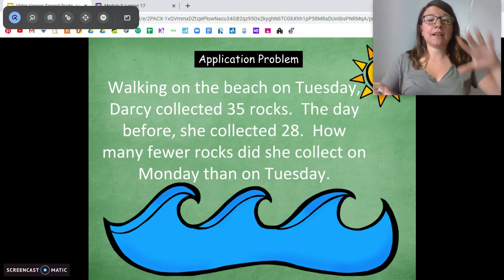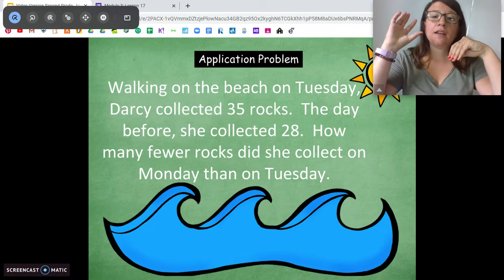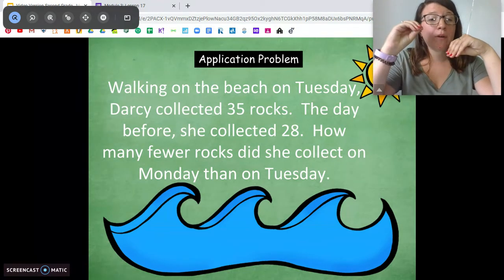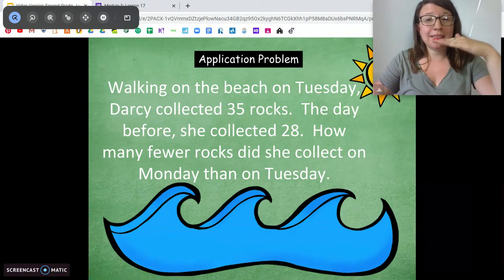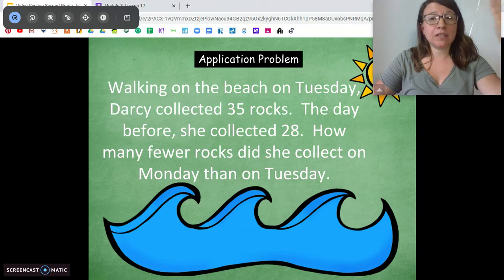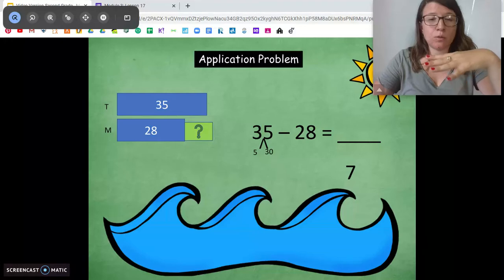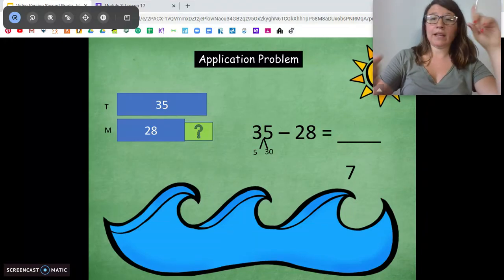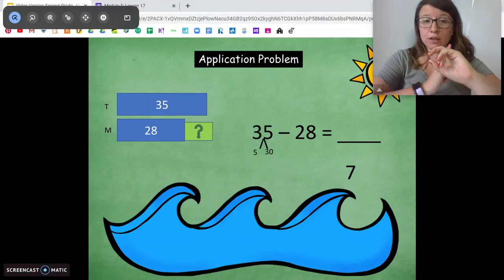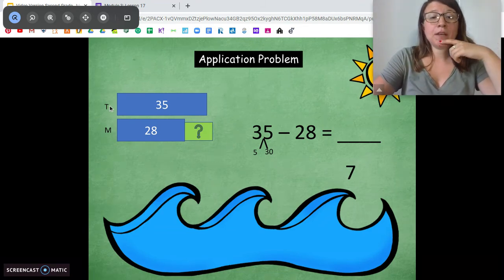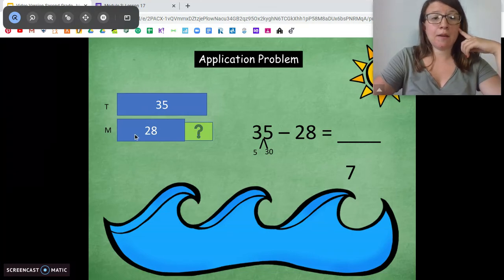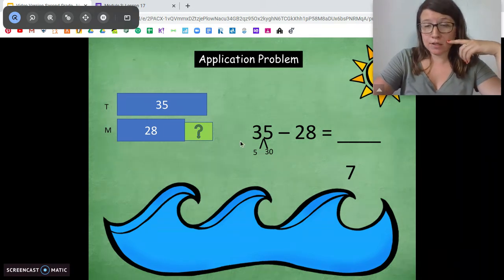Ready? So she collected 35 rocks on Tuesday and 28 on Monday. We want to know how many less, how many fewer she collected on Monday. So we're comparing, and we need to find the difference between the numbers. When I hear difference and when I hear comparing, I know we're going to subtract. So I'm going to take the 35 minus the 28. Now you could solve this a couple different ways. You could solve it using a number line. You could solve it using a picture. I like tape diagrams because it helps me see what I'm missing. Tuesday she found 35. Monday she found 28. We need to find the difference here. So now we can set up our subtraction problem.